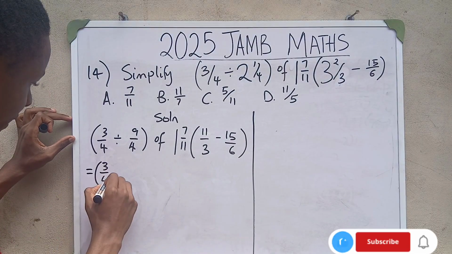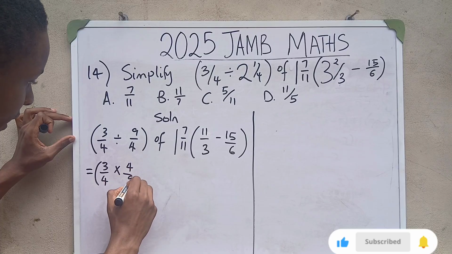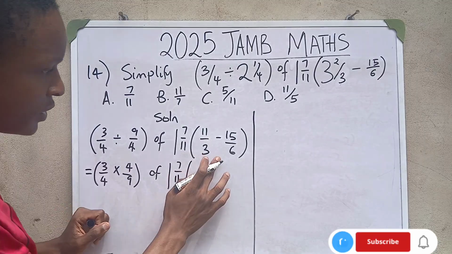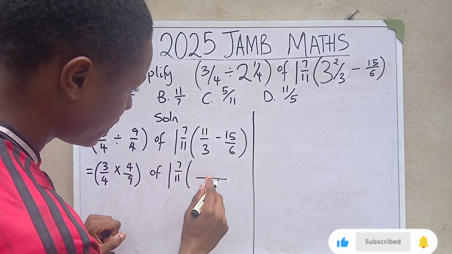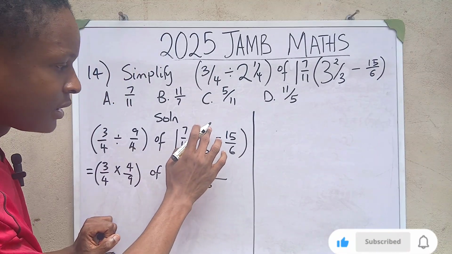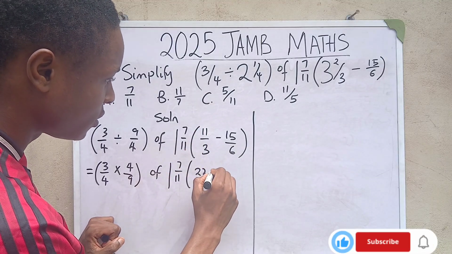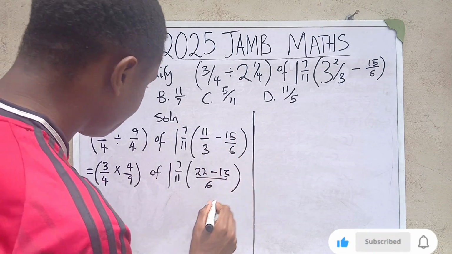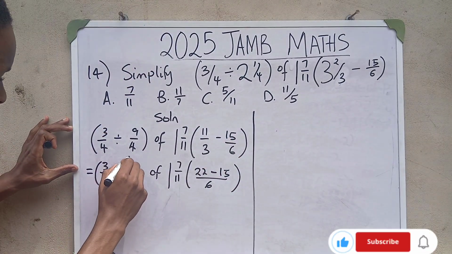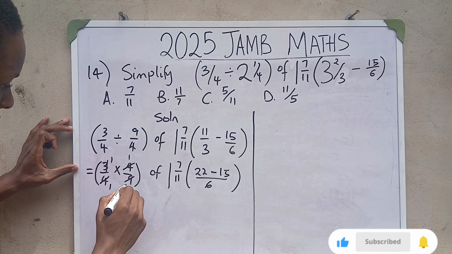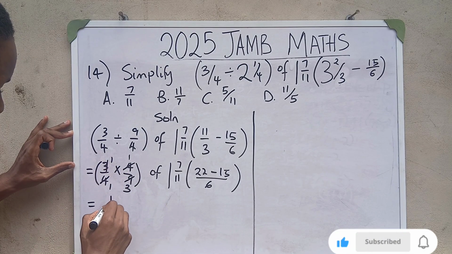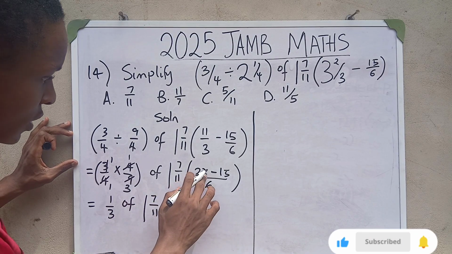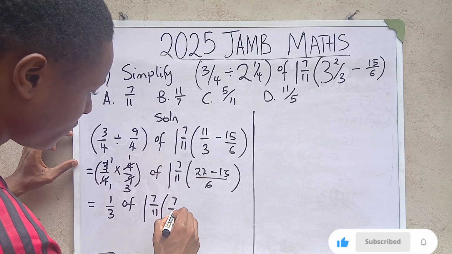So we have 3 over 4 times 4 over 9 of 1 whole number 7 over 11 into, using LCM of this, which is 6. 6 into 3 is 2. 2 times 11 is 22 minus 6 into 6, 1. 1 times 15, 15. So this cancels this. This cancels. This is 3. So we have 1 over 3 of 1 whole number 7 over 11 into 22 minus 15 is 7 over 6.